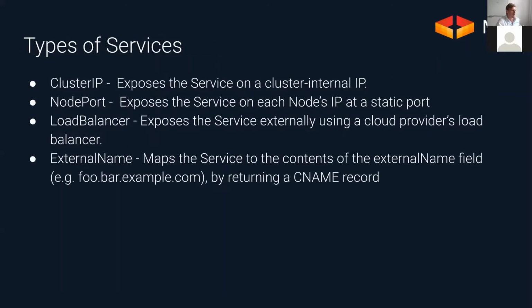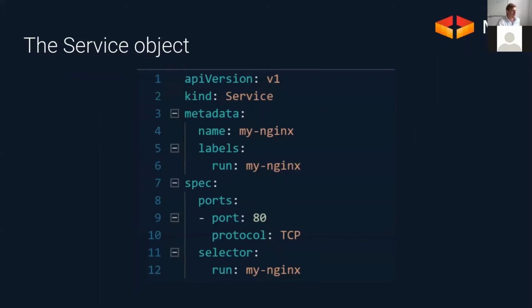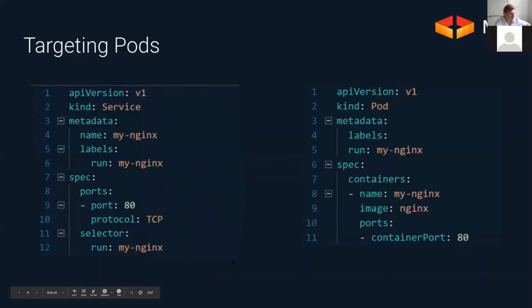So I think I can show this first. Here again, I hope this is becoming a bit familiar. API version, kind, metadata, spec. Kind is Service, metadata, we're going to call it my nginx, and we are defining a port. Let's say we want port 80 to be open, and then the selector is the key part. I think it will become obvious here.